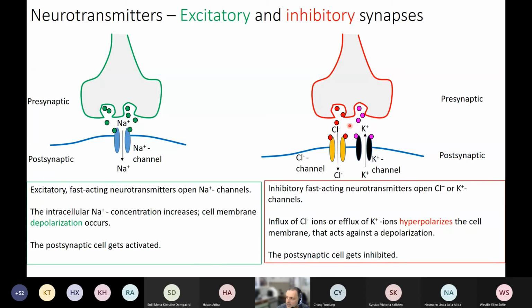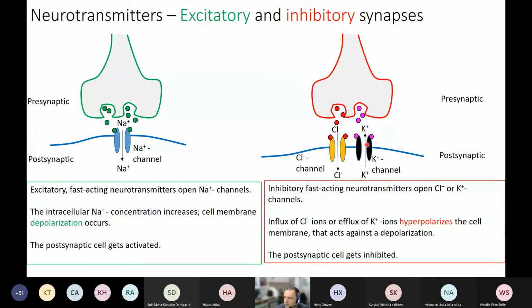So this is how the fast-acting inhibitory neurotransmitters will increase the cell's membrane polarity, hyperpolarize the cell. Because of this, the cell gets inhibited. So this is how the fast-acting excitatory and inhibitory neurotransmitters act. More details you will learn, of course, in pharmacology.